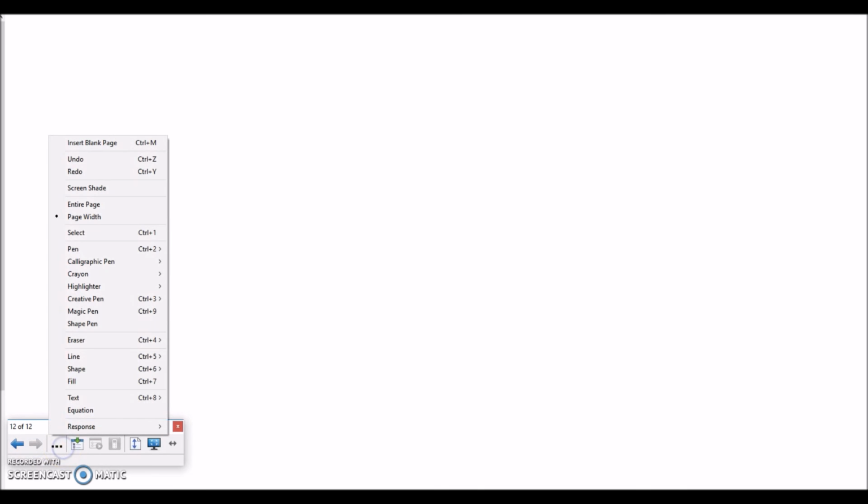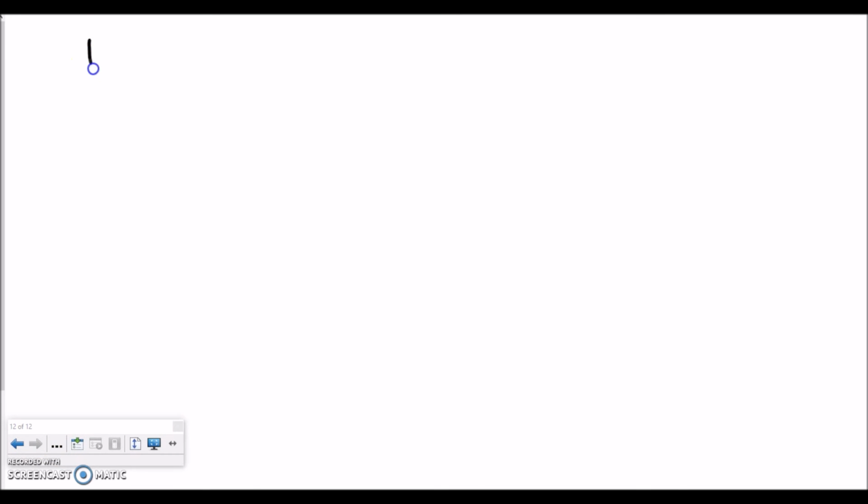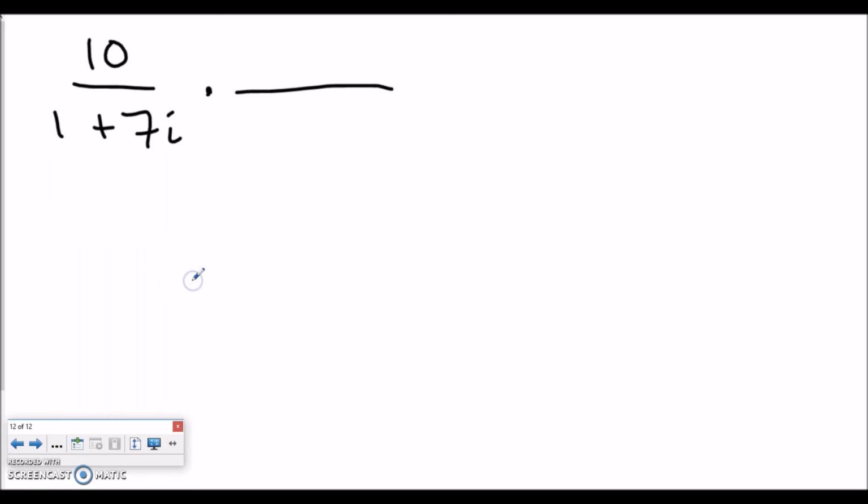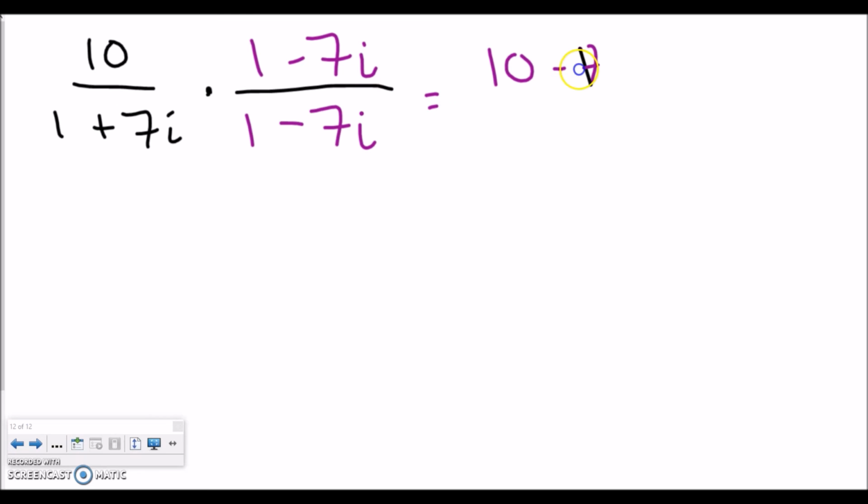Let's try one more like that. 10 over 1 plus 7i. Again, we cannot have a square root in the denominator, and i is a square root, and we change the sign with our conjugate. Distribute up top.